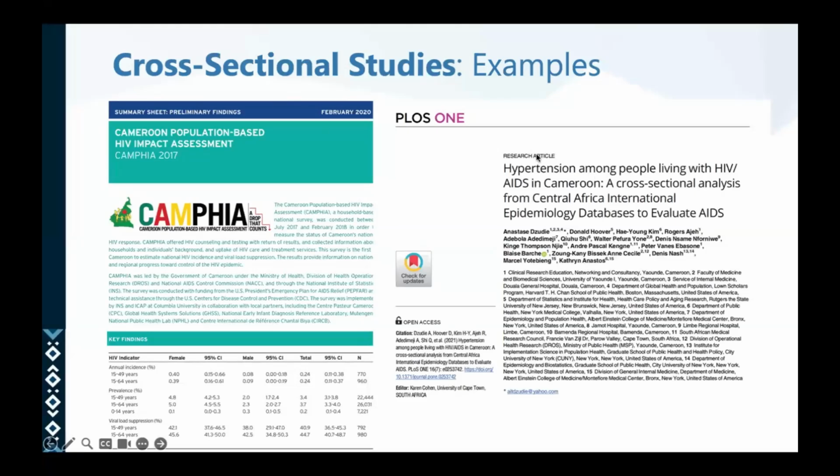Here we also have an example of a cross-sectional study that we did in the IeDEA, led by Prof. Anastas. And we looked at the burden of hypertension at baseline, as patients were enrolling into the IeDEA study.